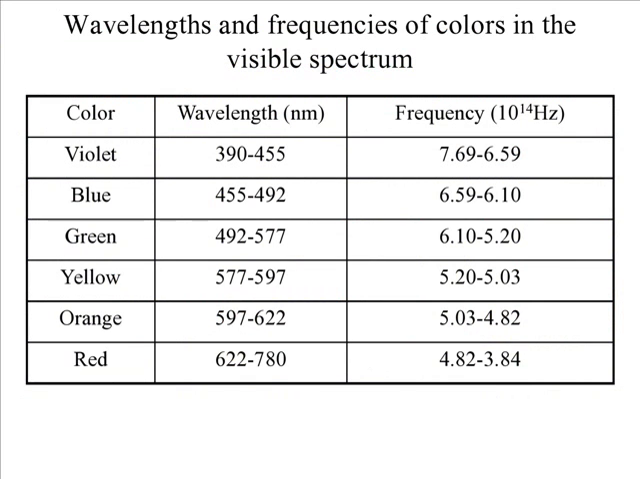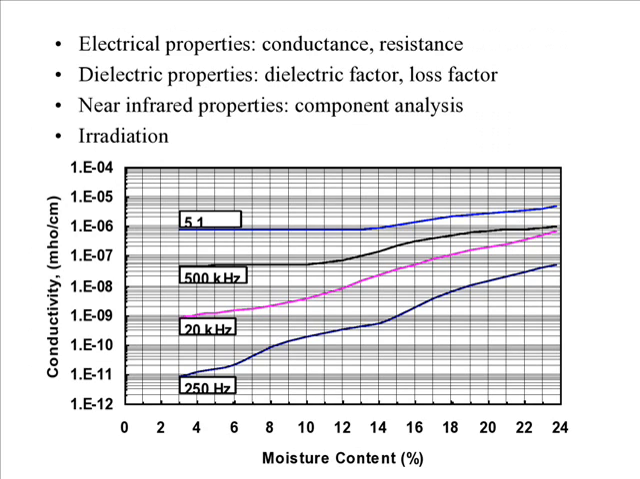When we talk about the visible spectrum, those waves that we can actually pick up with the eye, we look below at the different colors and their wavelengths and frequencies. This becomes important when we have perhaps quality control for certain foods that should be in a certain color range. There are also electric properties where we talk about the conductance or resistance of materials, dielectric properties, and near infrared properties, and irradiation. And below you see a diagram that shows relationship between conductivity and the moisture content.